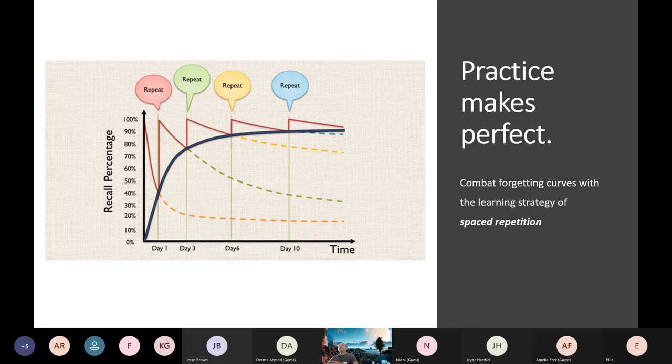And how do we combat this forgetting curve? We have to repeat. After repeating a few times, hopefully the overall retention will reach 80-90%. We call this spaced repetition. That's why repetition is so important.